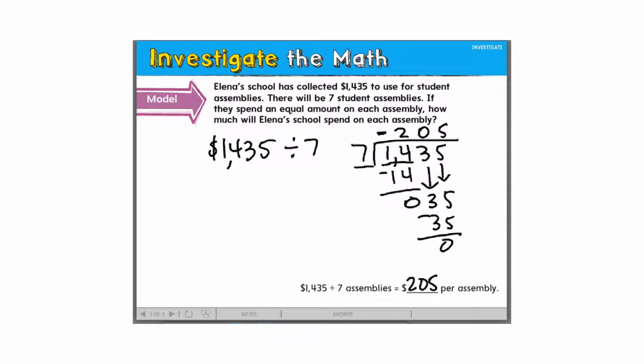If you wanted to check your answers, here are 2 ways you can check your work. One way is to do an estimate. Instead of 7 into 1435, I might just do 7 into 1400. 7 goes into 14 twice. Add 2 zeros.